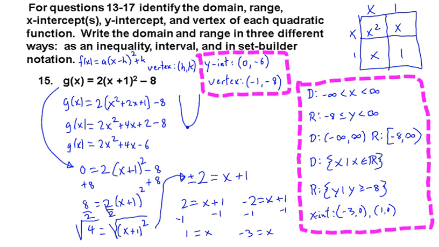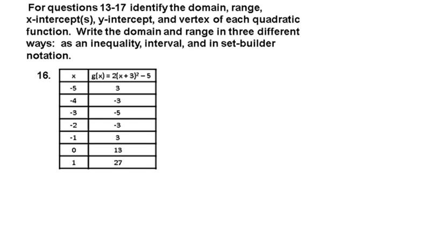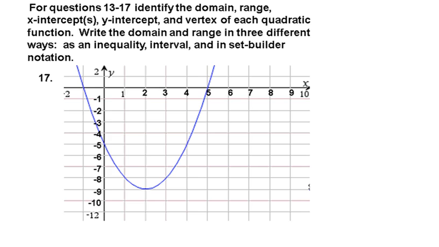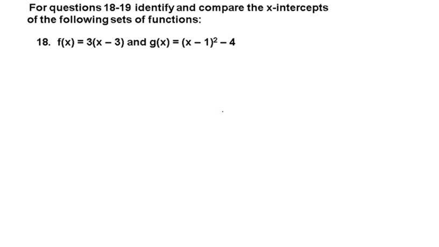Okay, next. I'm going to go to this set here. We have 18, 19, identify and compare the x-intercepts. So I'm going to do 18, 20, and 22, and leave the viewer to do 19, 21, and 23.